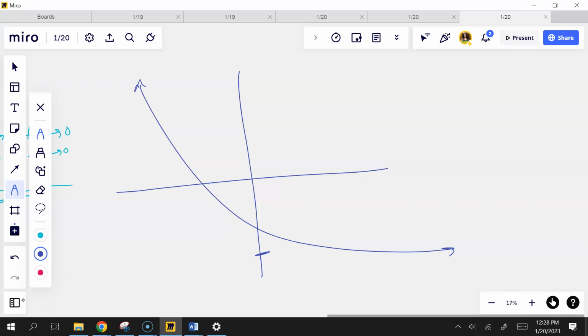This looks like, what number is this? 7. This is -7. So as x approaches infinity, f of x approaches -7. And then as x approaches negative infinity, f of x approaches infinity. You think there's an asymptote there? I don't think so.